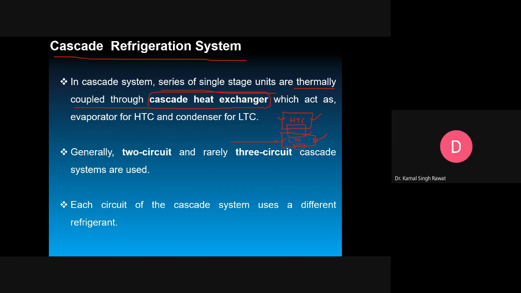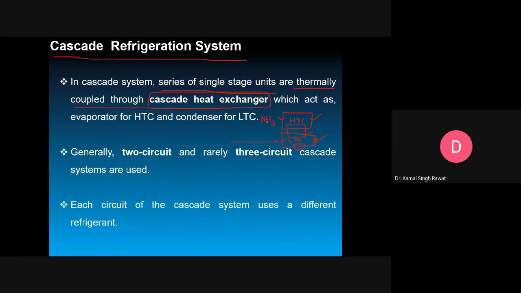For example, in the higher system we use ammonia, NH3, and the normal boiling point of ammonia is -33 degree centigrade. So what is the normal boiling point? It means the boiling point at atmospheric pressure, 1 atmosphere.